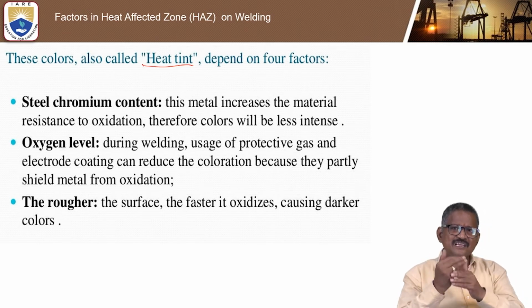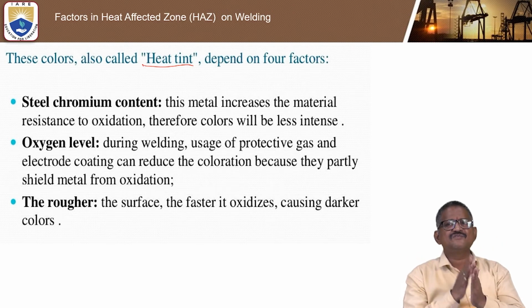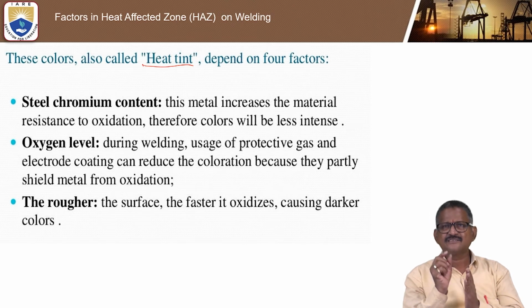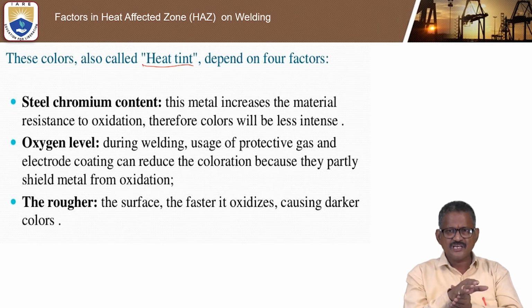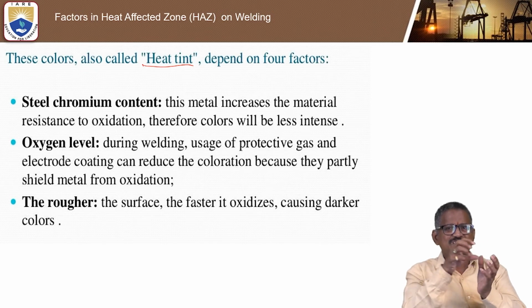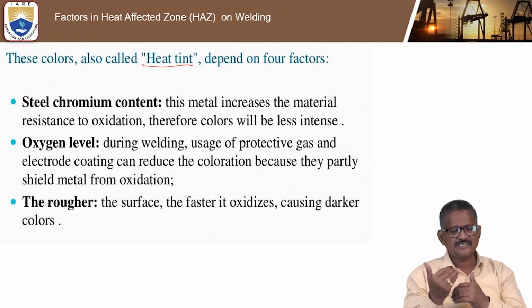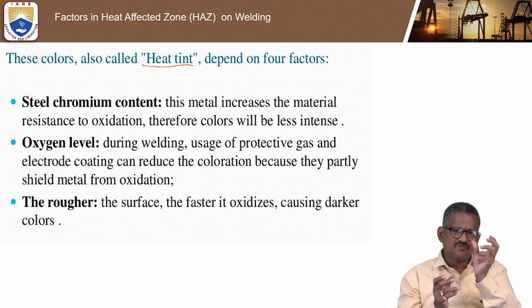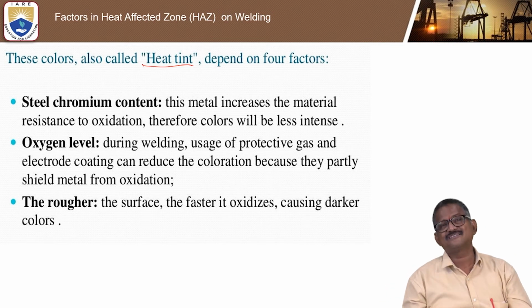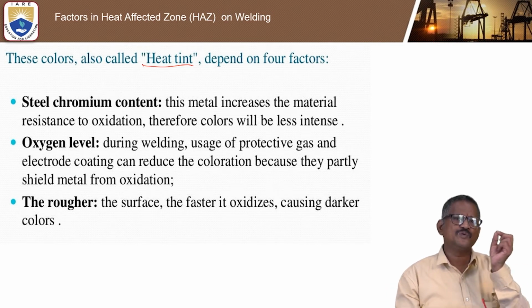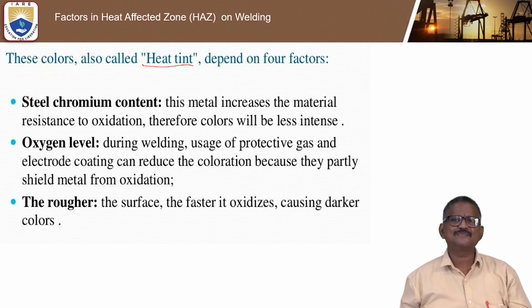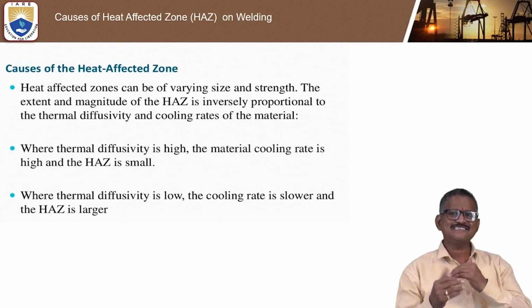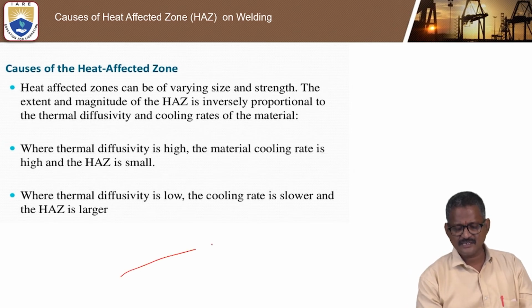Chromium increases the material's resistance to oxidation, therefore the colors will be less intense. Similarly, oxygen level: usage of protective gas and electrode coating during welding can reduce the coloration because they shield the metal from oxidation. The third important thing is roughness: the rougher the surface, the faster it oxidizes, causing dark colors. So these are the three major factors: steel chromium content, oxygen level, and roughness. This is about the heat intake in a HAZ, and you can write a cause and effect diagram of the heat affected zone.